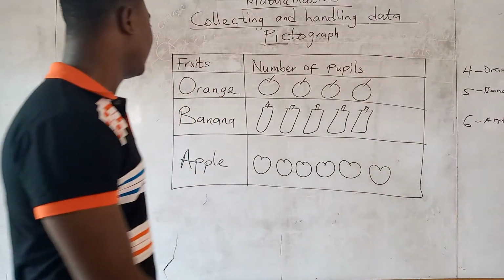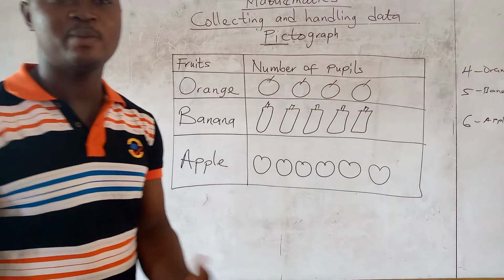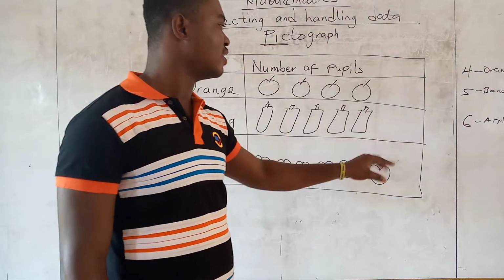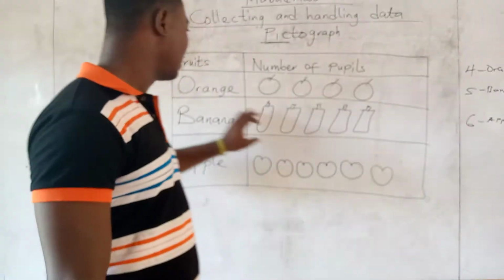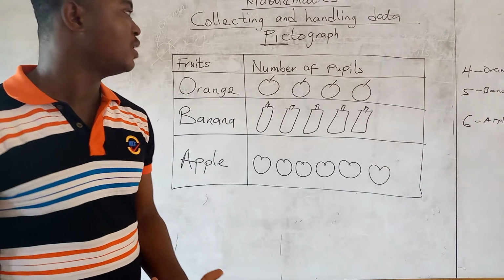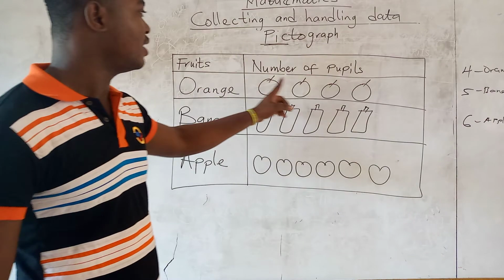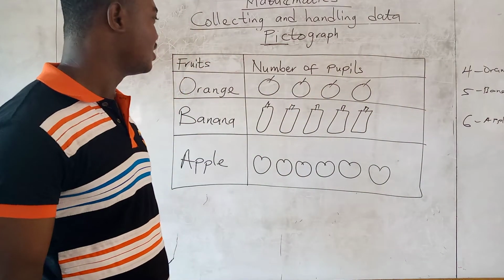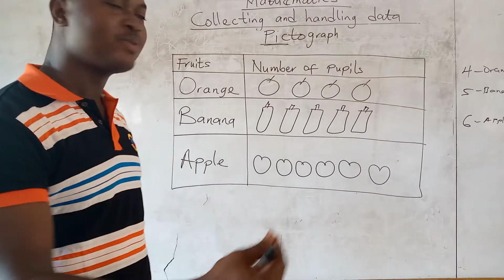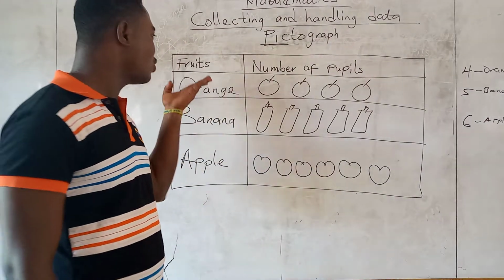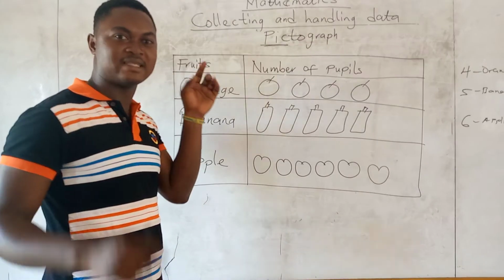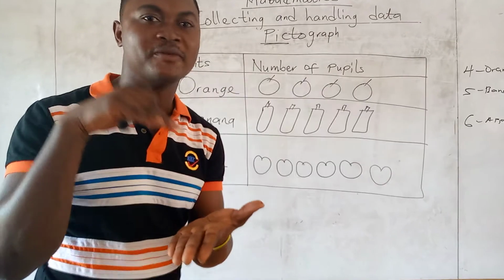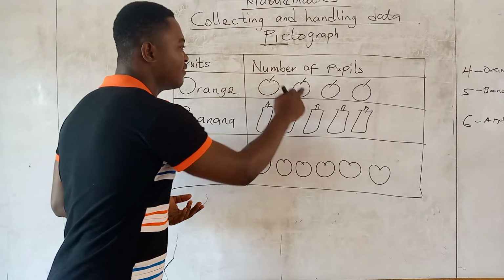And then let's say we ask you how many people preferred banana. We will count 1, 2, 3, 4, 5. 5 people preferred banana. How many people preferred orange? 1, 2, 3, 4. 4 people preferred orange. Which fruit did 4 people prefer? That one we go to the fruit column. So that's the difference between the two. Which fruit did 4 people prefer? You see this one, 4 people.